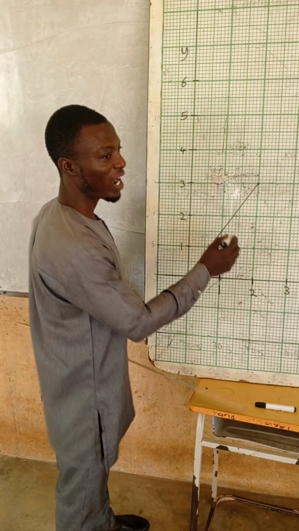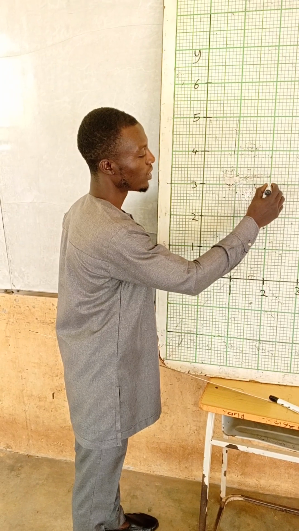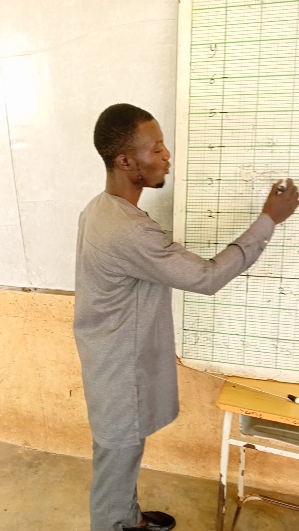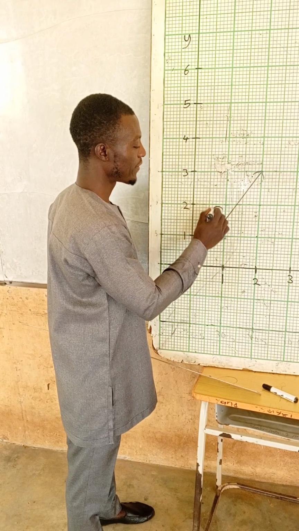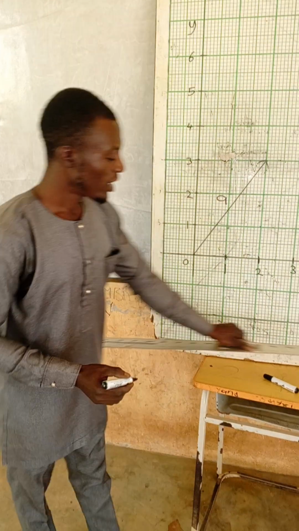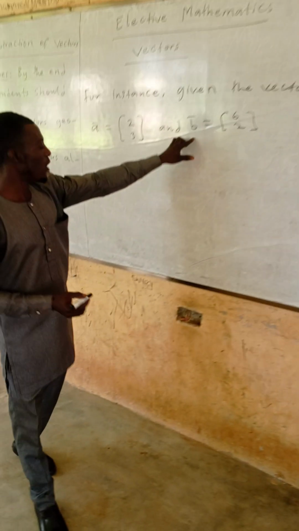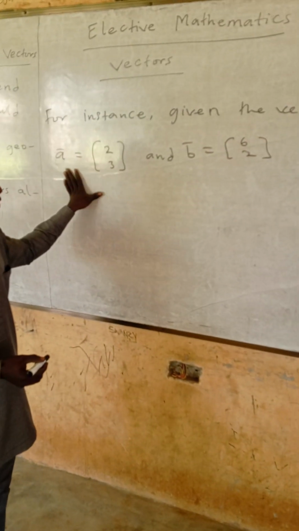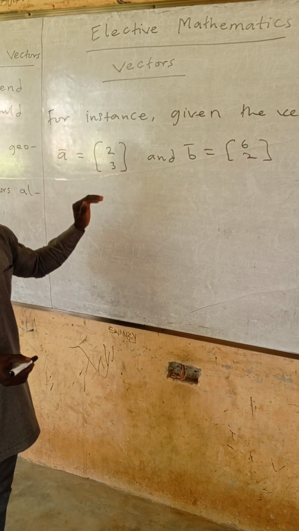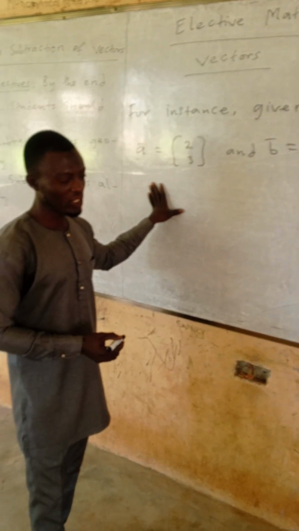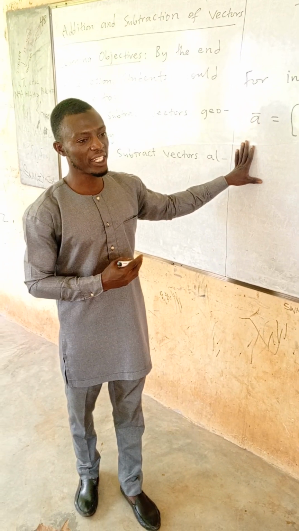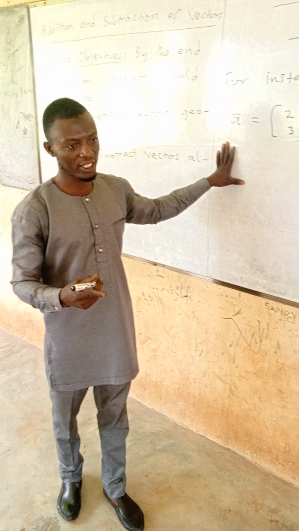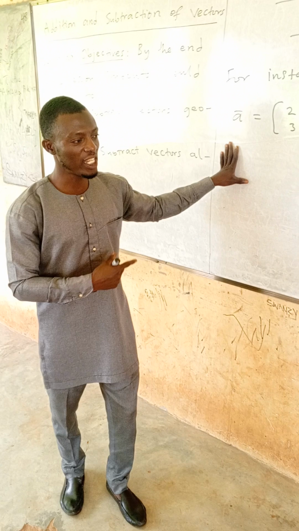After joining, you have to show the arrow. You have to put the arrow to show the movement of the vector. So this is for vector A. Now, the next vector is vector B, the one we are to add to vector A. To add two vectors geometrically, you have to place the vectors tail to head.